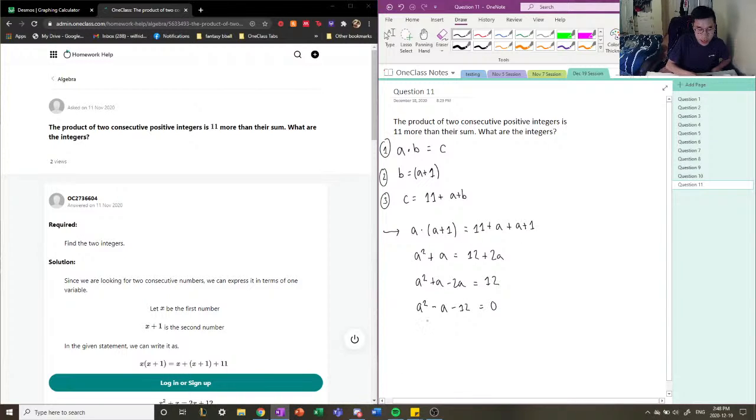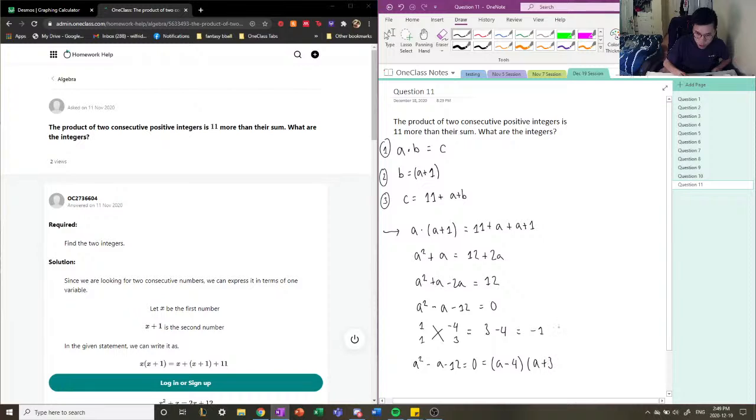In this case, we're going to factor. I'm not going to go into too much detail on how to factor, I'm just going to do it using the cross multiplication method. The factors of a squared are 1 and 1, and for negative 12, let's use negative 4 and 3. If we cross multiply these together, we would get 3 minus 4, which is equal to negative 1, the coefficient of the middle term. By doing so, we have found our factors, so a squared minus a minus 12 is also equal to a minus 4 times a plus 3.